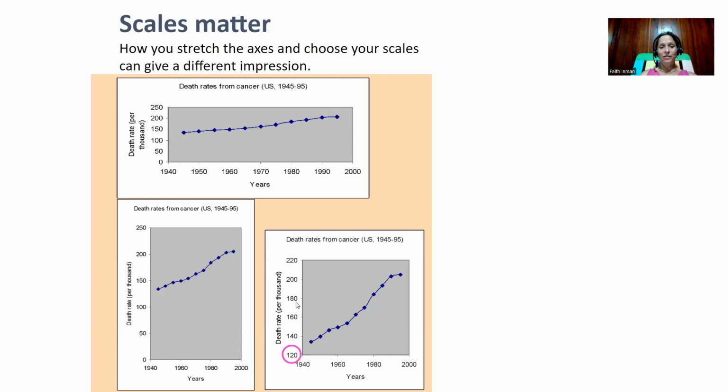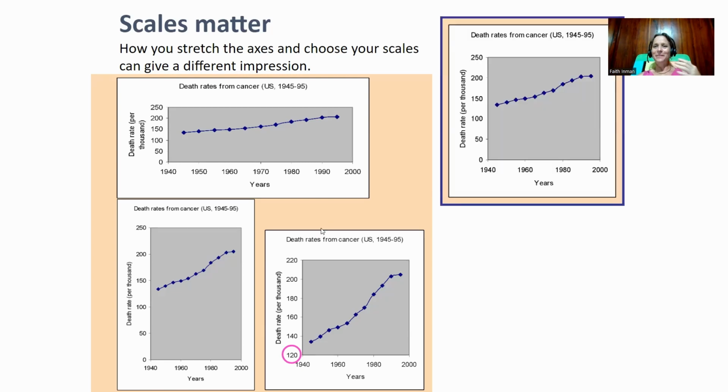Now, wow, we shrunk that range and expanded it, and it makes it look like, wow, there was a really big increase in cancer death. Oh my gosh, we should start really worrying about cancer. Like, why is it increasing? What's happening? What's going on? Is it all the processed food we're eating? It is, isn't it? Right?